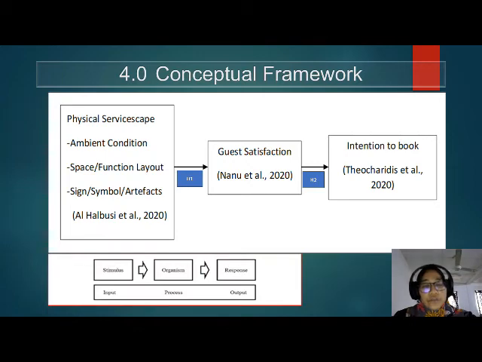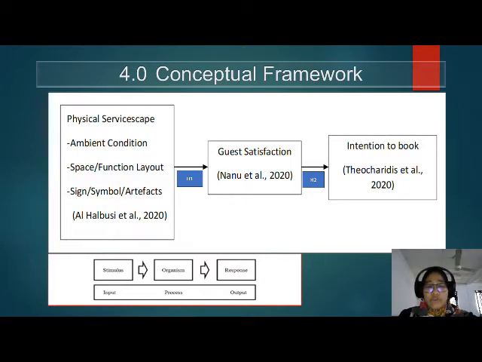Moving on to the conceptual framework. We have three variables for the study. For the independent variable, we have physical servicescape. Under physical servicescape, we have ambient condition, space, function, layout, sign, symbol, and artifacts. This is from Al-Halbusi et al., 2020. And we have guest satisfaction. Moving on to the dependent variable, that is intention to book.